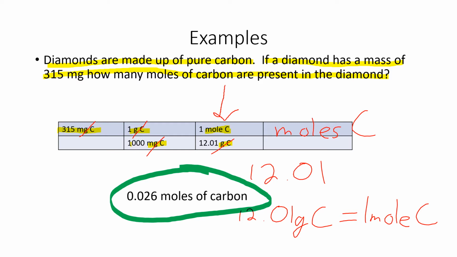0.026 moles of carbon. So in order to do this step, there's really only one new thing. The new thing is the gram to mole relationship, and you're getting that from the periodic table. Everything else, what I'm pointing at in blue right now, you've done that already. You've been there, you've done those conversions. So the new step is bringing in these gram to mole relationships.